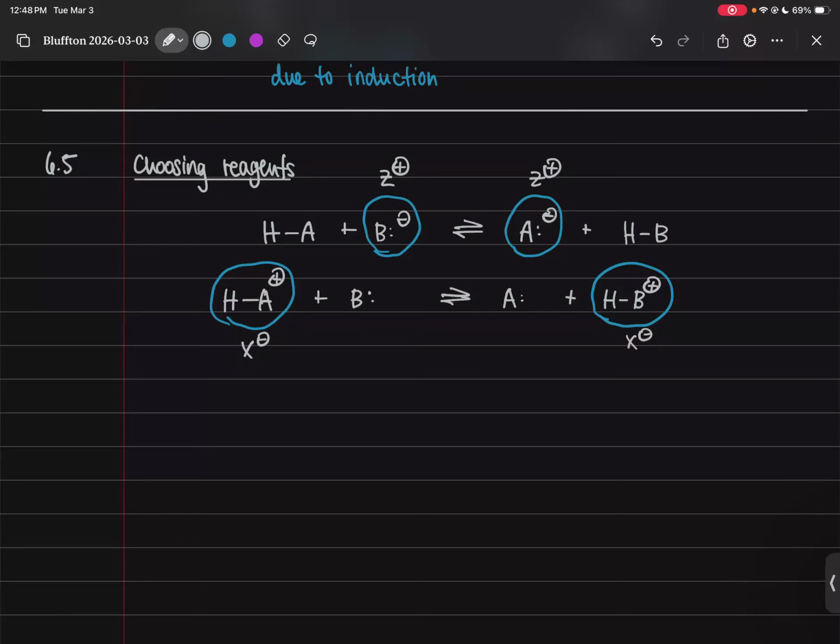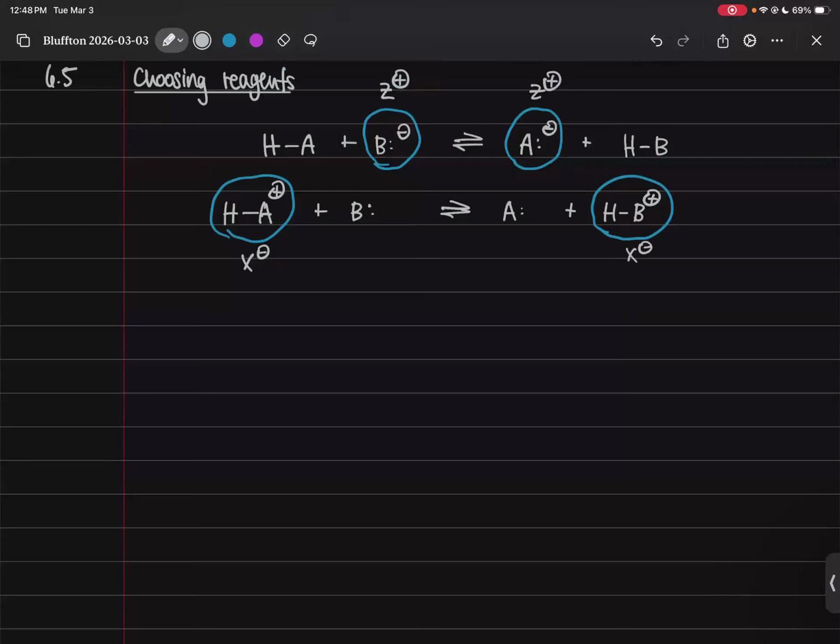But it might be that in this case we really don't care about Z or really don't care about X. Regardless, we're going to focus on the ions in the reaction. And the equilibrium, shown by the equilibrium arrow, favors the more stabilized ion. That goes back to ARIO, atom, resonance, induction, orbital, to figure out which of those ions is more stable.